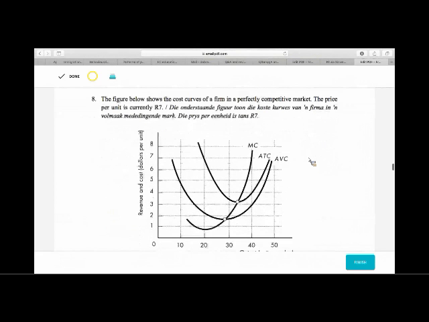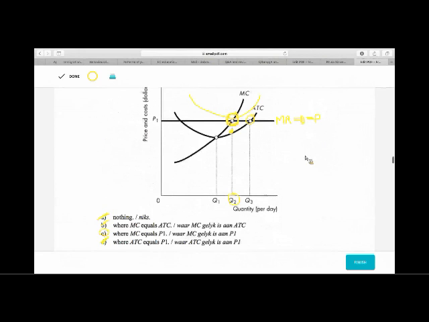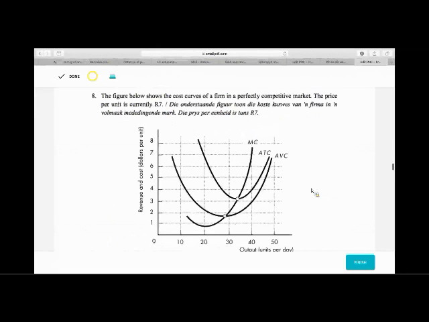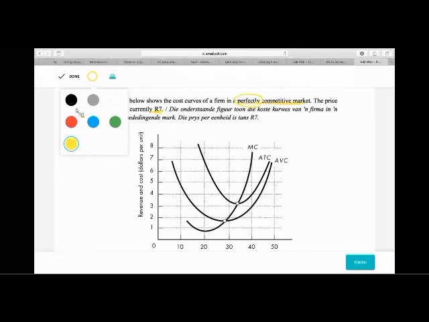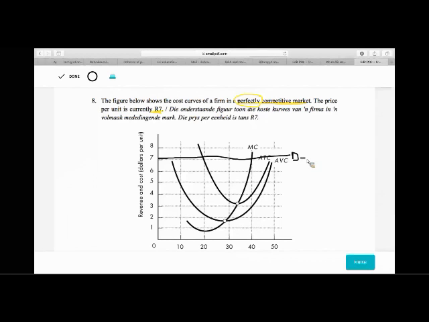This shows a similar picture, except now we don't have the price. All we have is MC, ATC, and AVC. So this question says the figure below shows the cost curves of a firm in a perfectly competitive market. The price per unit is currently 7 Rand. So because this is perfectly competitive, it means the firm has to charge this price of 7 Rand because it's a price taker. So we're going to have the demand curve at 7 Rand. So this is going to be the demand equals marginal revenue curve.